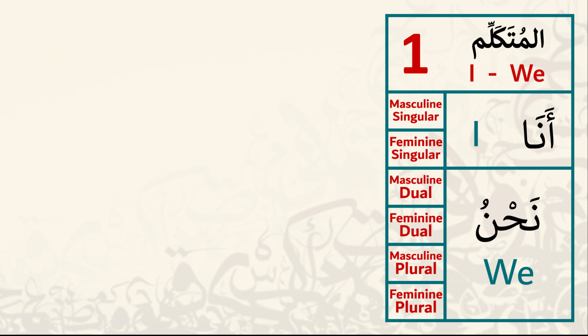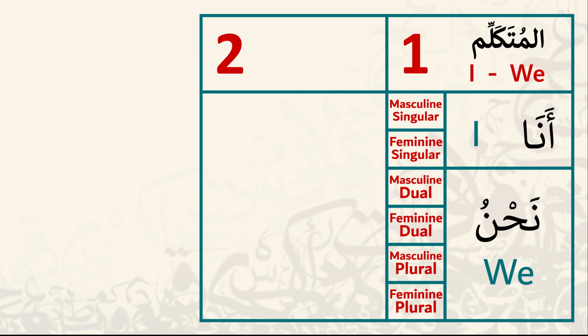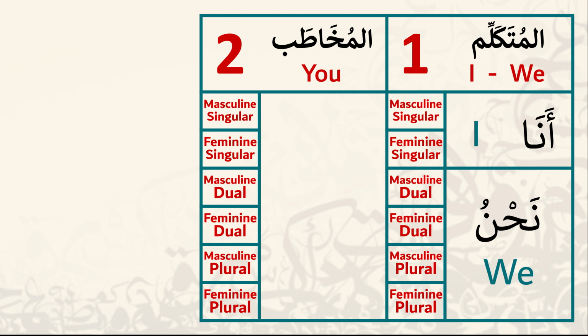And if you are a group of 2 or more people, you can use the pronoun نحن, we. Moving now to second person pronouns, the addressee, المخاطب. In English, it's only one pronoun, you. It's working for both singular and plural. But in Arabic, we have our 6 levels again that consider both number and gender.